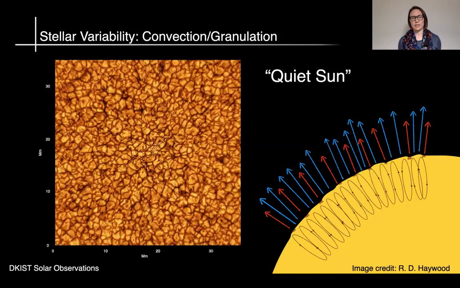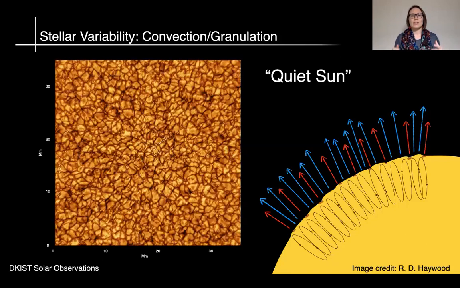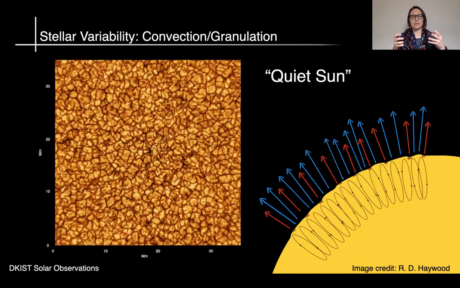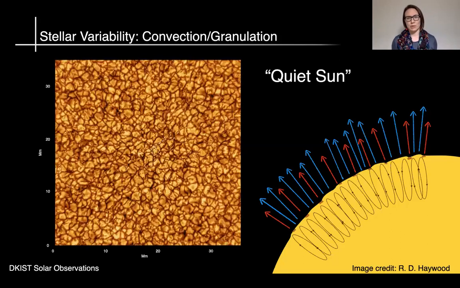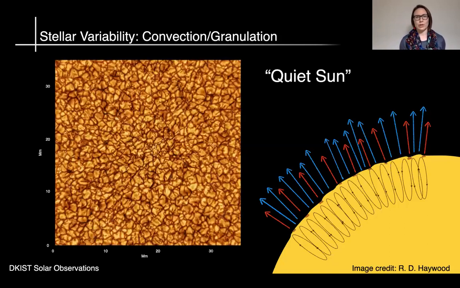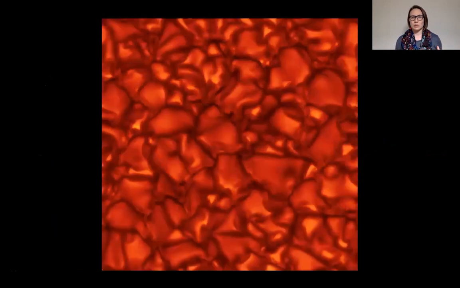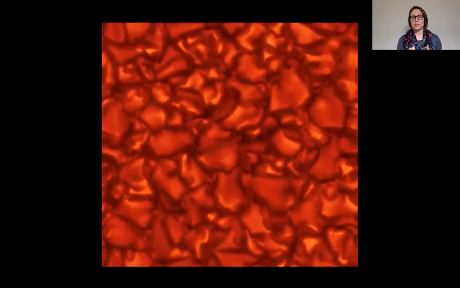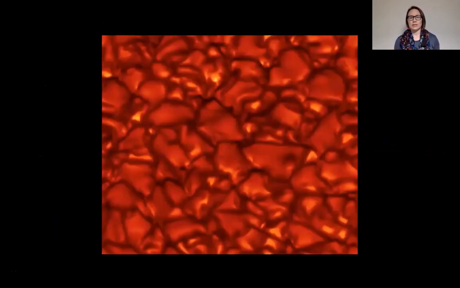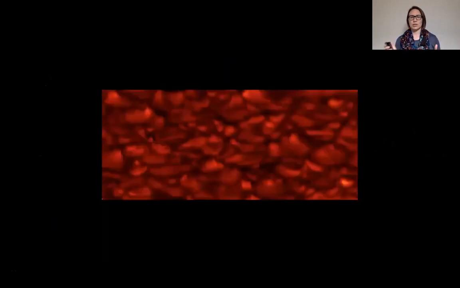So the key takeaway here is you have your hot bubbles of gas, the granules, rising to the surface, being blue shifted, cooling and falling back down and being red shifted, which you can see in that schematic in the bottom right-hand corner. And not only do we have that temporal variability, we have a center to limb effect as well. So what I'm showing you here is some 3D simulations of the sun where you go from this center to the limb.